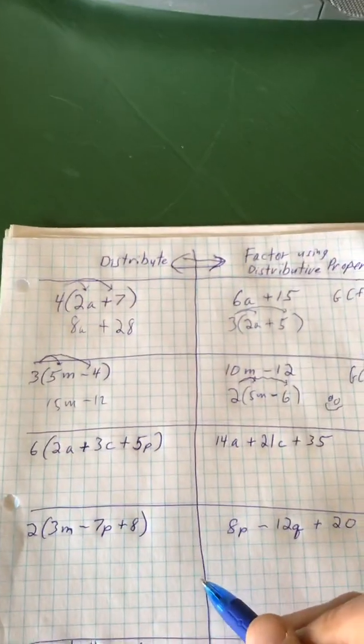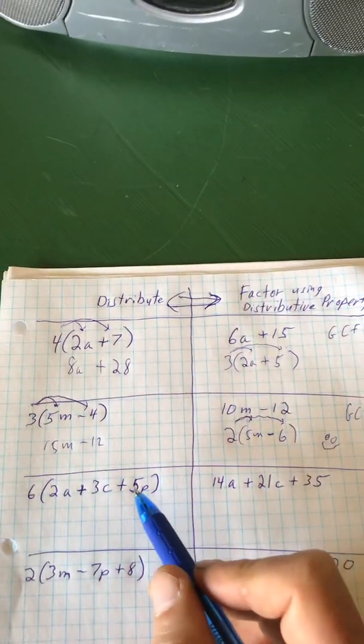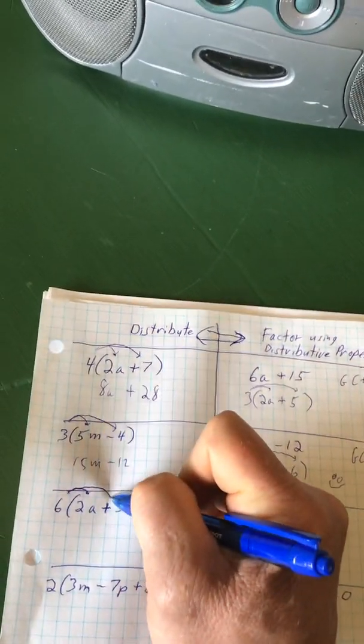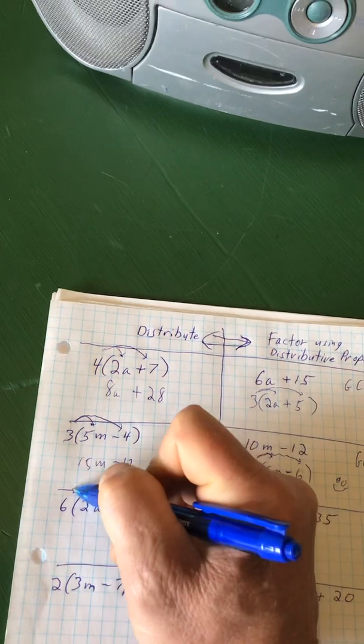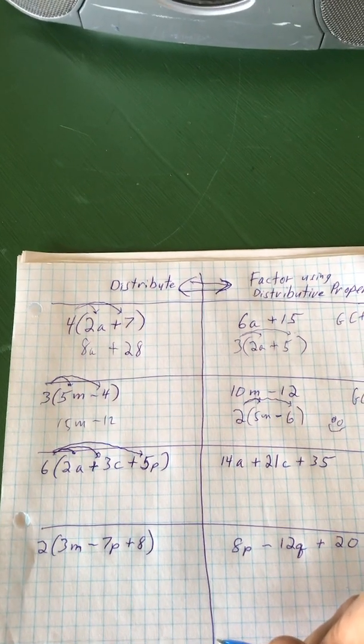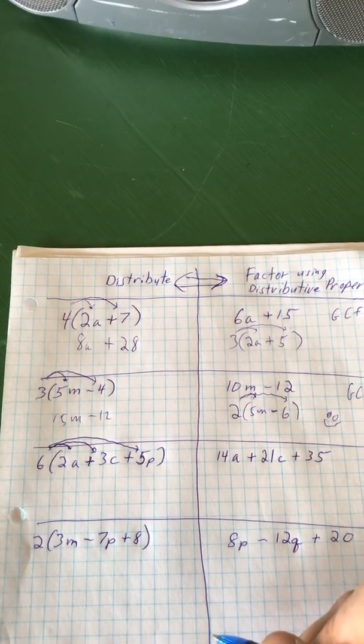So anyways, try this one. Now, inside the parentheses, you have 3 terms. You have to multiply each of these by 6. Okay? So multiply each of those by 6, and that'd be distributing.